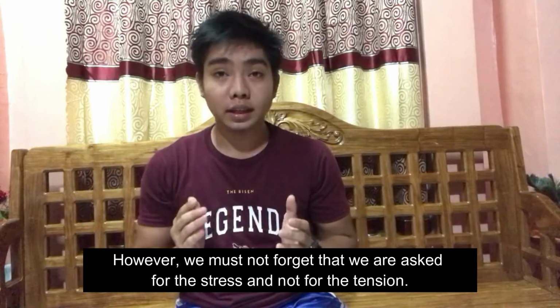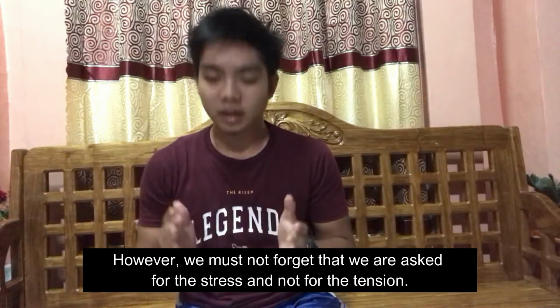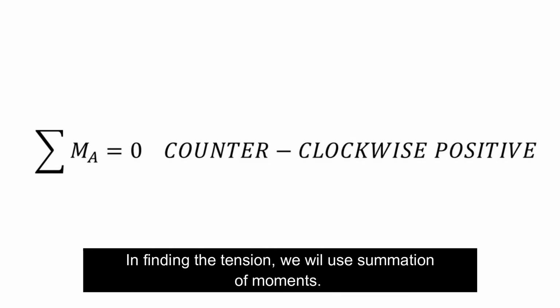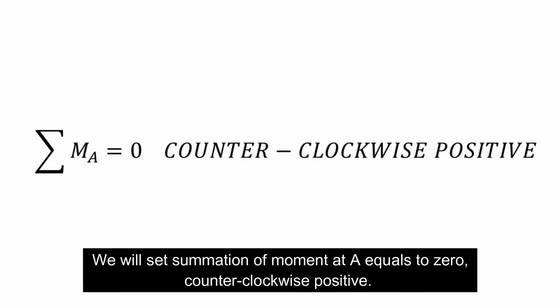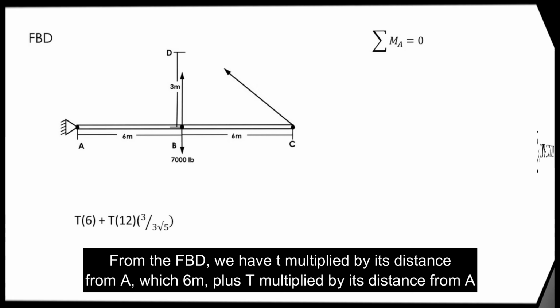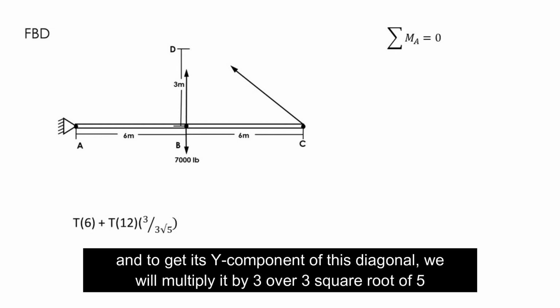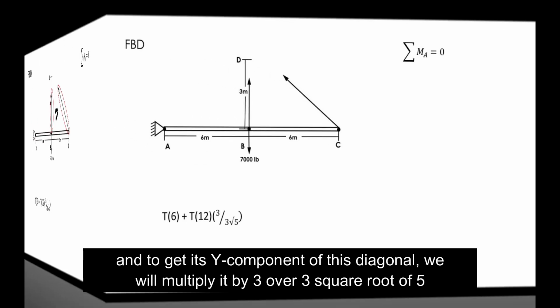However, we must not forget that we are asked for the stress and not for the tension. In finding the tension, we will use summation of moments. We will set summation of moment at A equals 0, counterclockwise positive. From the FBD, we have T multiplied by its distance from A, which is 6 meters, plus T multiplied by its distance from A, which is 12, and to get the y component of this diagonal, we will multiply it by 3 over 3 square root of 5.